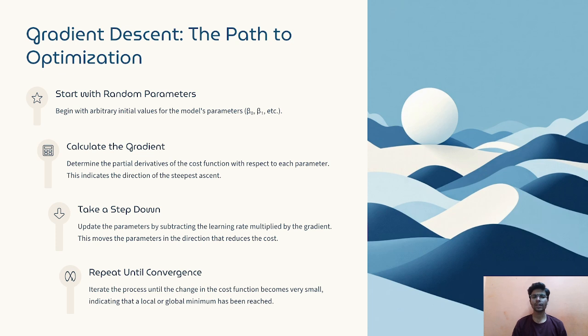Take a step down: update the parameters by subtracting the learning rate multiplied by the gradients. This moves the parameters in the direction that reduces the cost. Repeat until convergence. Iterate the process until the change in the cost function becomes very small, indicating that a local or a global minimum has been reached.